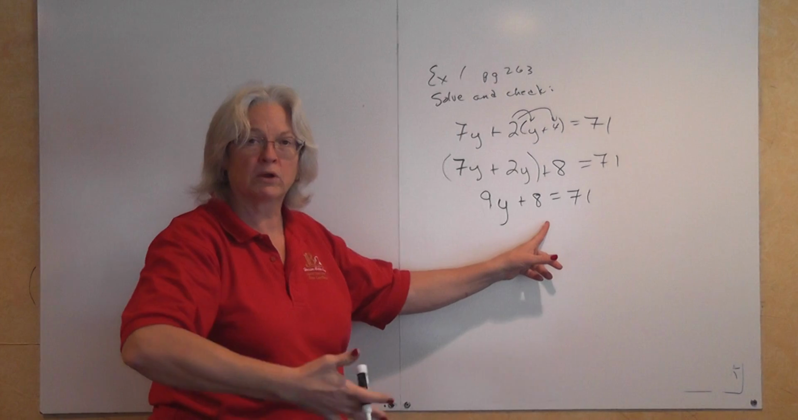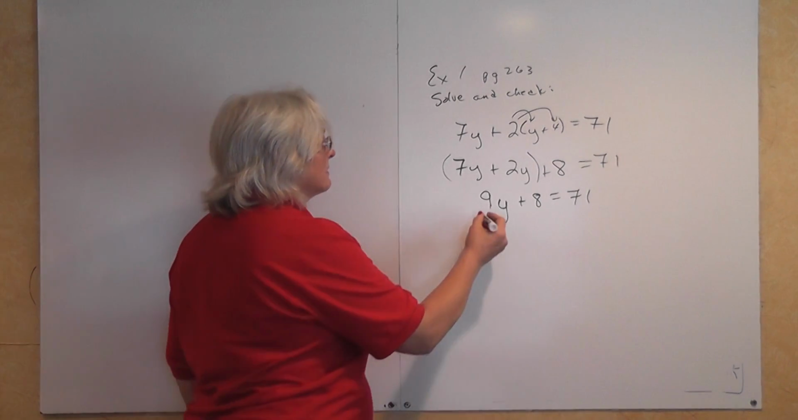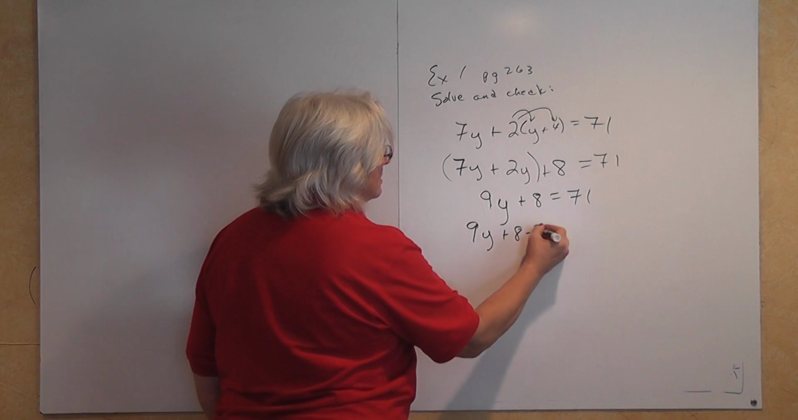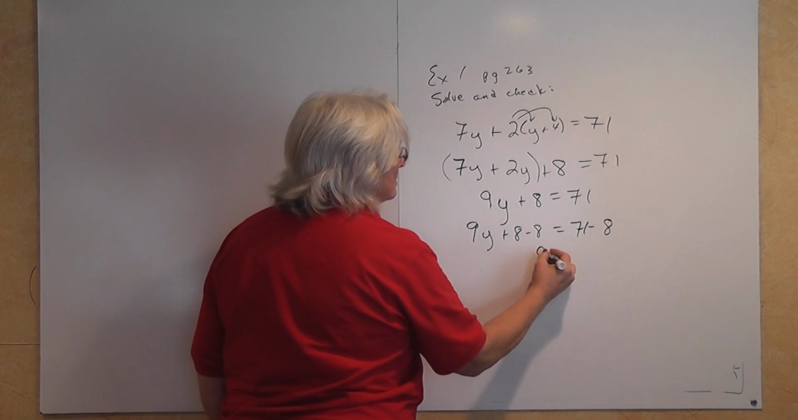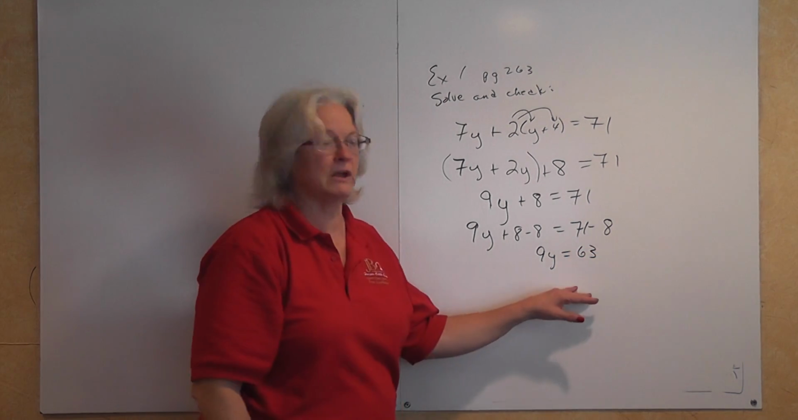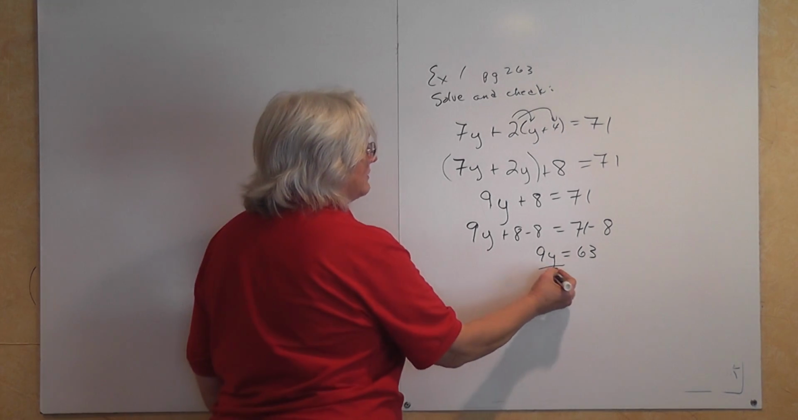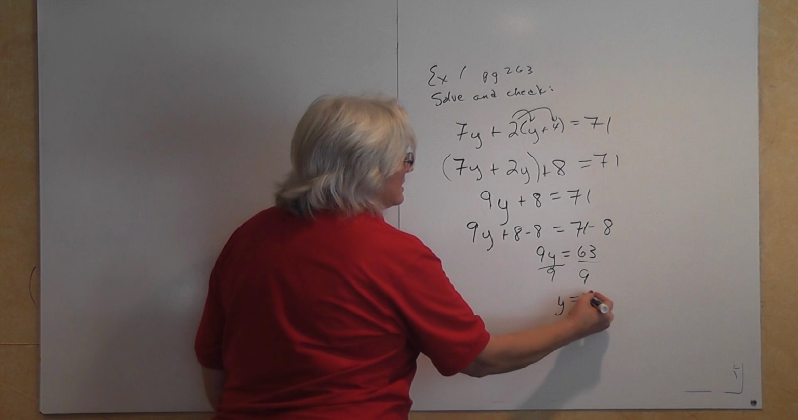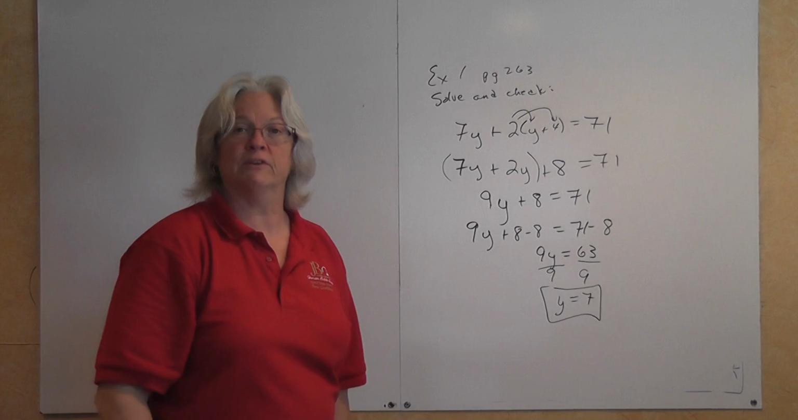To undo this, we work in reverse order. They added 8. We're going to subtract 8 from both sides of the equation. Plus 8 minus 8, 71 minus 8. 9y is equal to 63. Y has been multiplied by 9. We're going to divide both sides of that equation by 9, and we see that y is equal to 7.